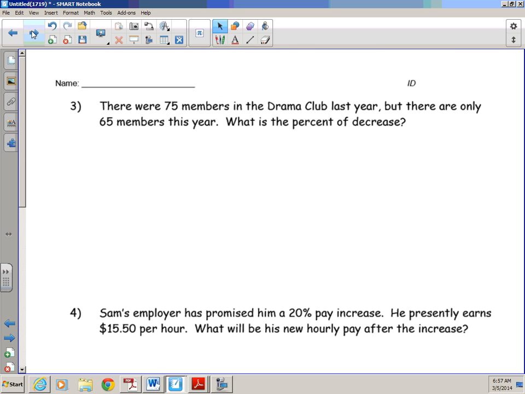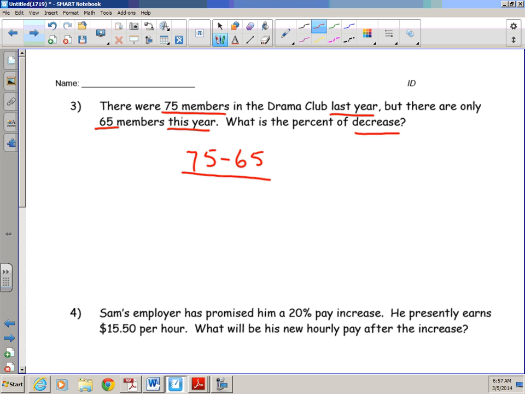There were 75 members in the drama club last year, 65 this year. What is the percent of decrease? Okay? Now, if they tell you that it's already a decrease, then what I suggest the students to do is just take the larger number minus the smaller number. The key is to make sure your denominator is the 75. And that's X over 100. You do your cross multiplying, and you're going to get X is 13.3%.